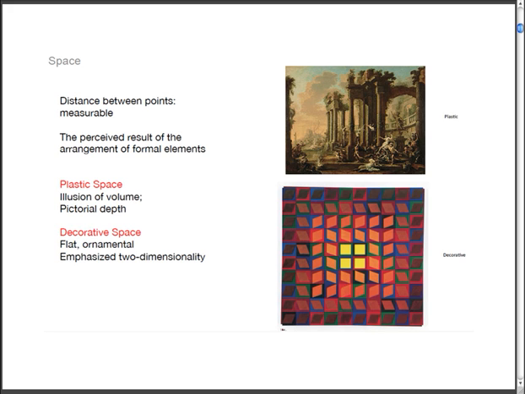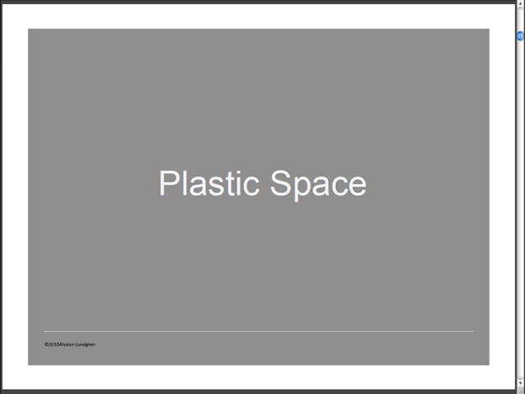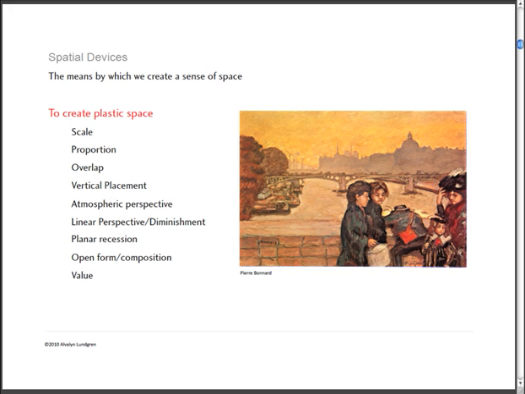Decorative space emphasizes the two-dimensionality. It is flat space. It can be layered. It can seem to have some depth to it, but it is not volumetric illusion. So plastic space is the illusion of volume, and decorative space may have depth in terms of our perception, but it emphasizes the two-dimensional flat understanding. So let's look at plastic space first.